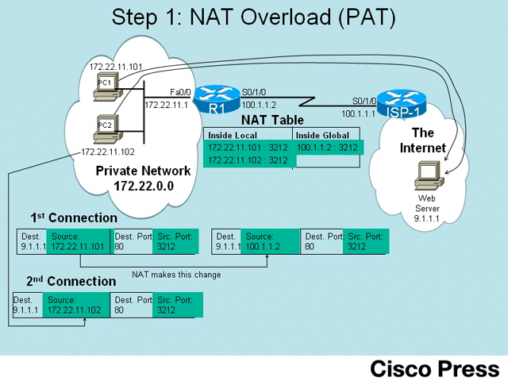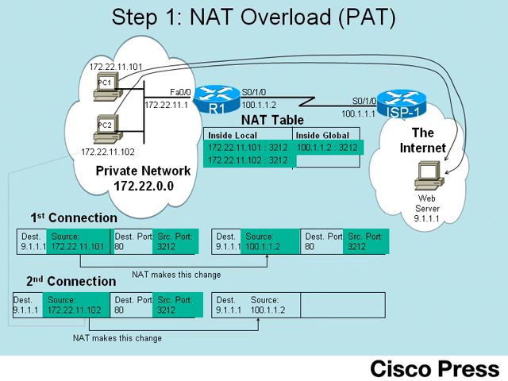As router 1 performs the NAT function, it changes the source IP address to the inside global IP address of 100.1.1.2. However, router 1 notices that there's already a different TCP connection that's using port 3212 with that inside global address. So router 1 knows it needs to use a unique port number for each connection, so it also changes the source port number for the second connection, in this case just to 3213, just to have a different number.